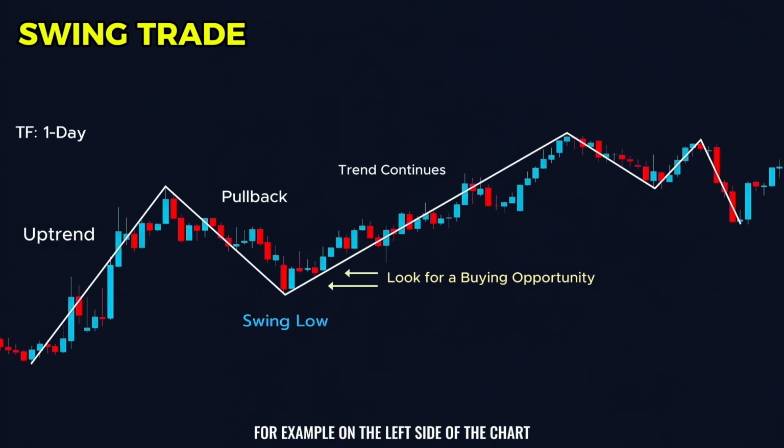For example, on the left side of the chart, the price rallies sharply. After that, the price makes a pullback. In swing trading, this is the area where we look for an opportunity to enter a trade. The lowest point of the pullback is called the swing low.